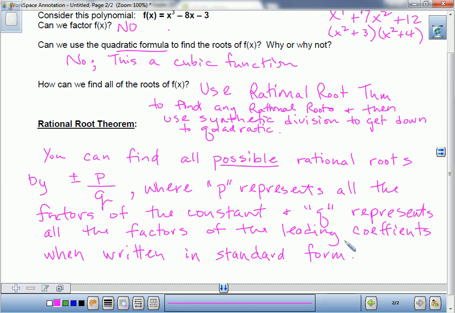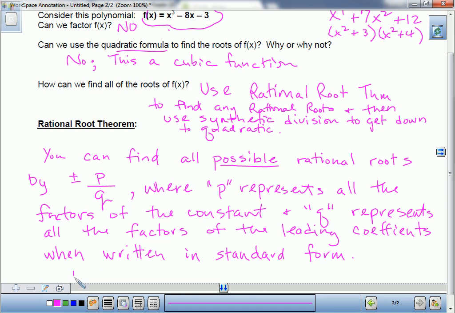Now, what we're doing is finding all the possible roots. That doesn't mean they actually all are roots. It just gives us all the possible ones. If there are any rational roots, they will be in this list. So, let's take this equation right here, x cubed minus 8x minus 3, and let's talk about what P and Q are.